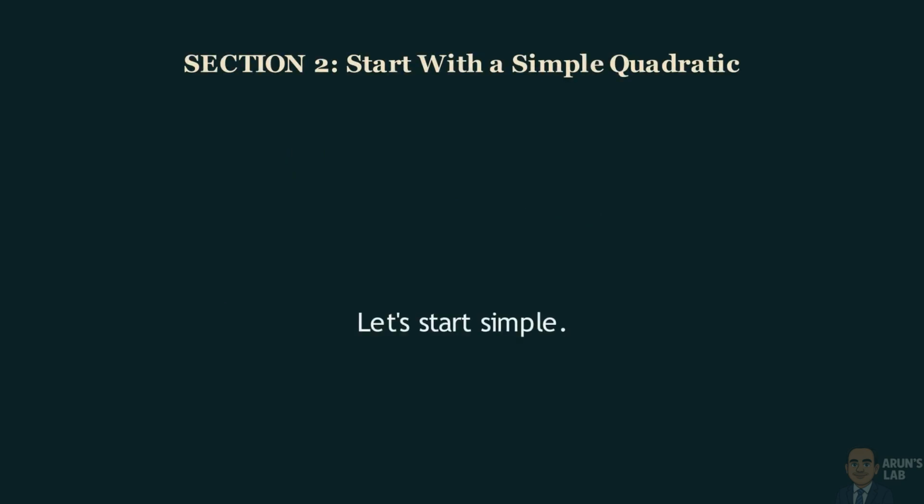Let's start with a simple example. x^2 - 5x + 6. This is a quadratic equation. Here we ask two questions. What are the two numbers which we multiply to get 6? And the same numbers, if we add, we need to get -5. The answer is -2 and -3.